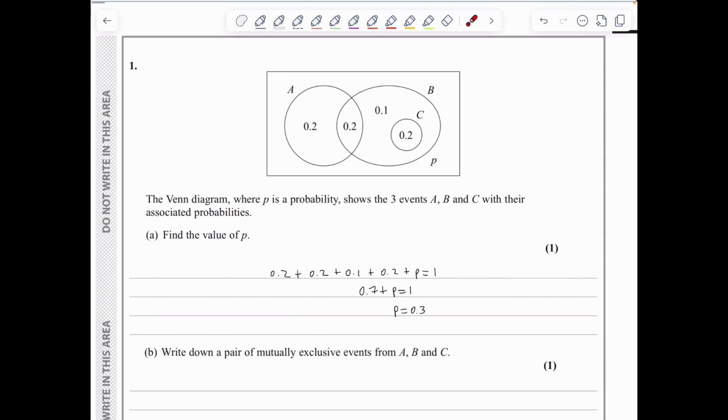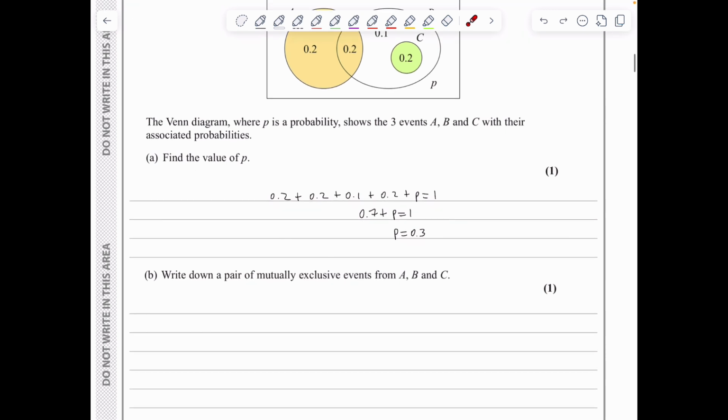In part B, we need to write down a pair of mutually exclusive events from A, B, and C. Now, mutually exclusive events are those that have an empty intersection. So looking at the Venn diagram here, we can see that A and C have no common region, and therefore the answer to part B would be A and C.